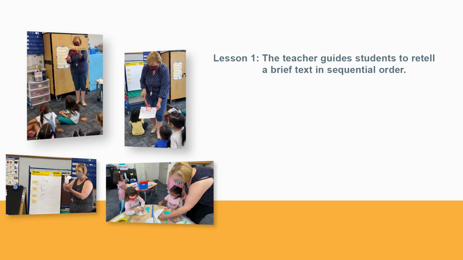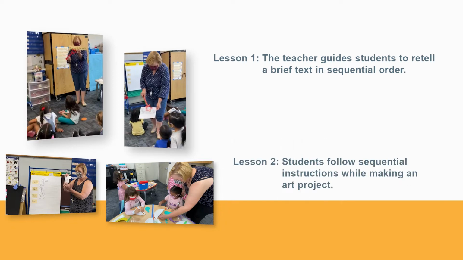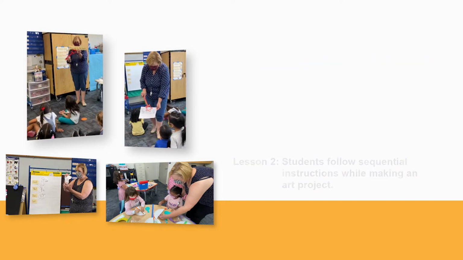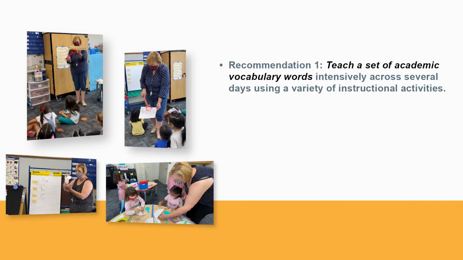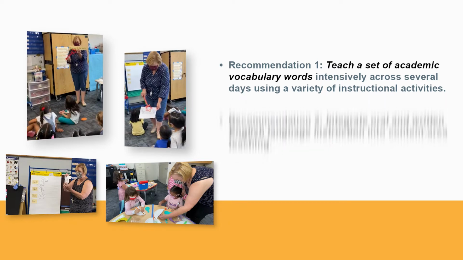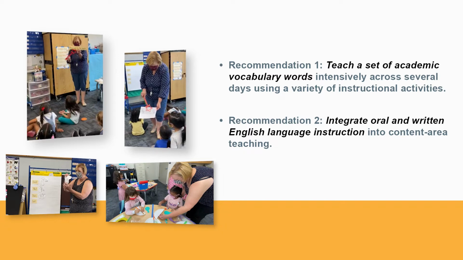This next video clip features an educator engaging her transitional kindergarten class of diverse learners in two different content area lessons, both focused on teaching a small set of sequential vocabulary words. In the first lesson, the teacher guides students to retell a brief text in sequential order, and in the second lesson, the students follow sequential instructions while making an art project. The lessons include two of the recommendations from the EL Practice Guide: teaching a set of academic vocabulary words intensively across several days using a variety of instructional activities, and integrating oral and written English language instruction into content area teaching.